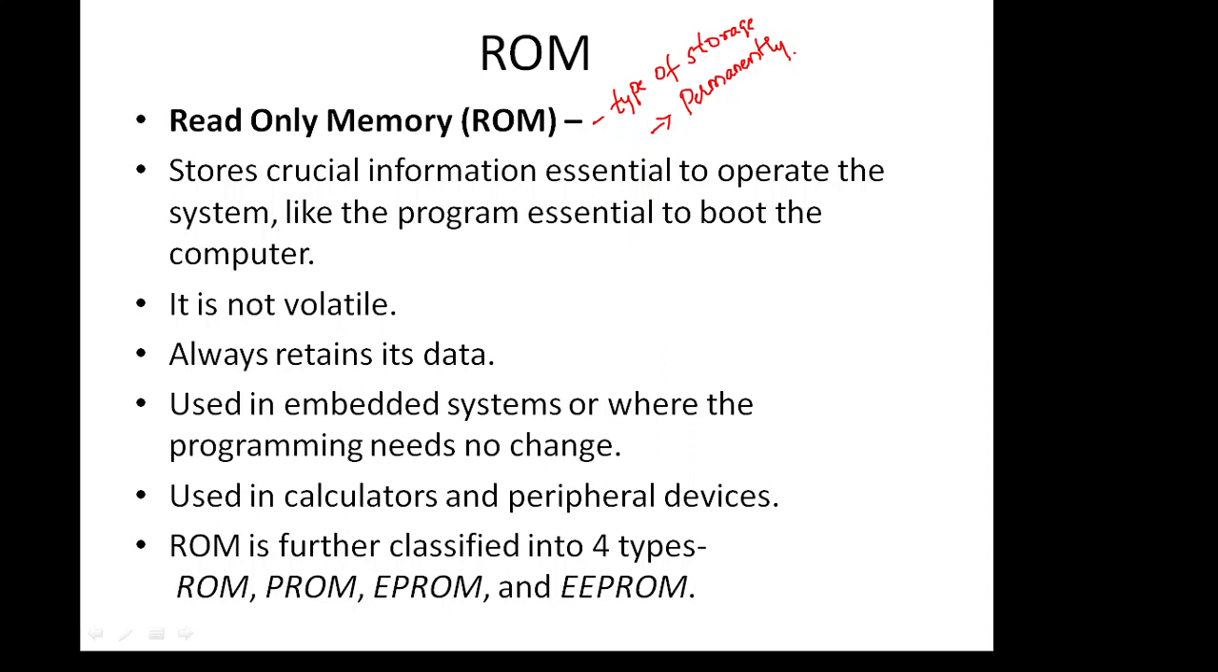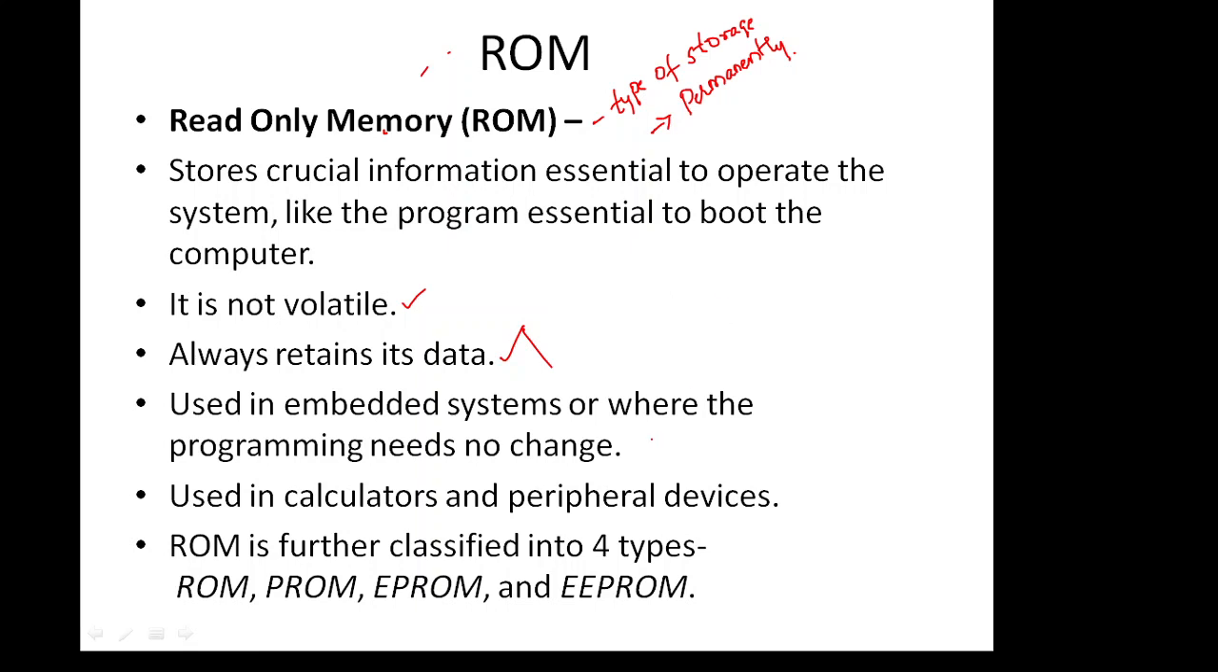The data stored in ROM cannot be electronically modified. Why? Because after the manufacturing of the memory device, it is not possible to change it. Read only memories are used for storing data permanently. That is the important thing about read only memory. As I have said, it is non-volatile, which means the data stored in it is not lost when the power is off. It always retains the data.